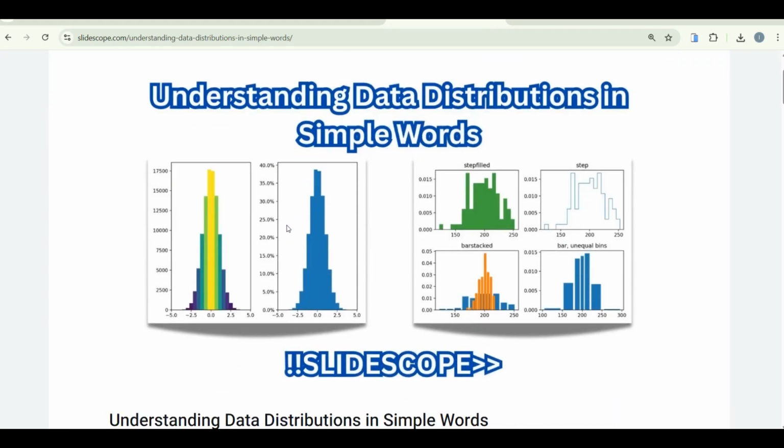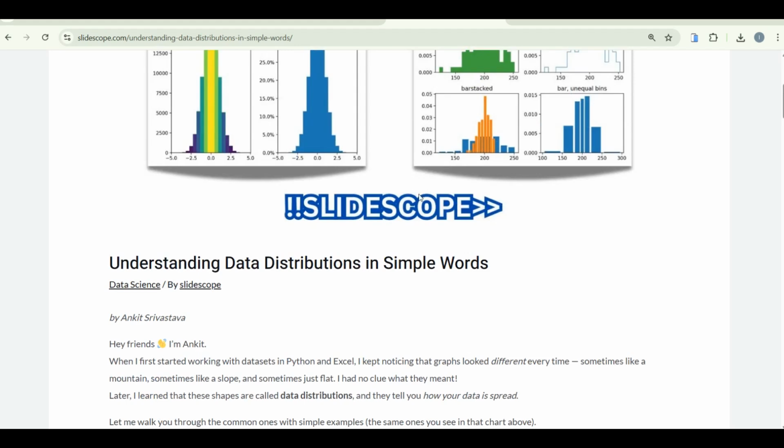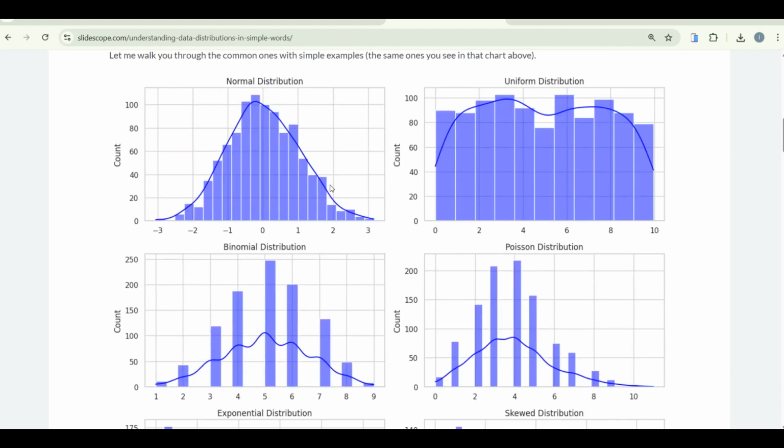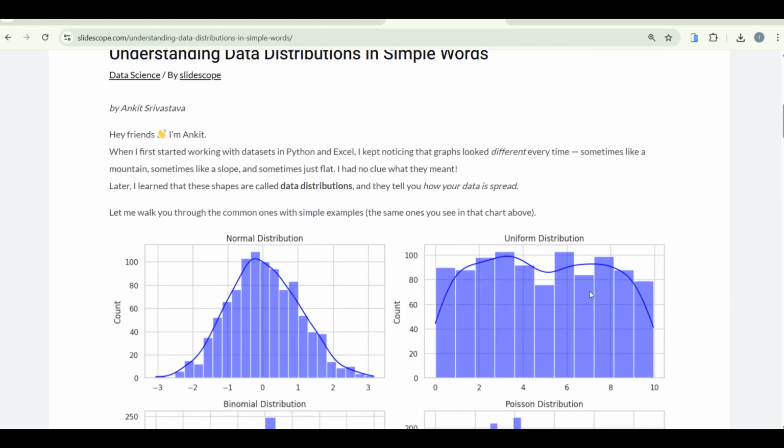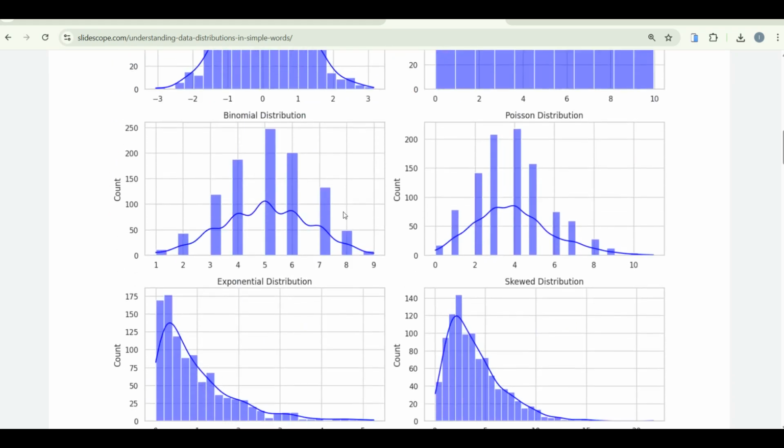In this part, we will try to understand data distributions in simple words. So you must have seen charts like this, histogram charts or distribution charts, while doing data analysis. This is normal distribution, uniform distribution, binomial distribution, Poisson distribution, exponential, skewed, bimodal and log normal distribution. I will give you some examples of what these charts are. So we learned that these shapes are called data distributions and they tell you how your data is spread.